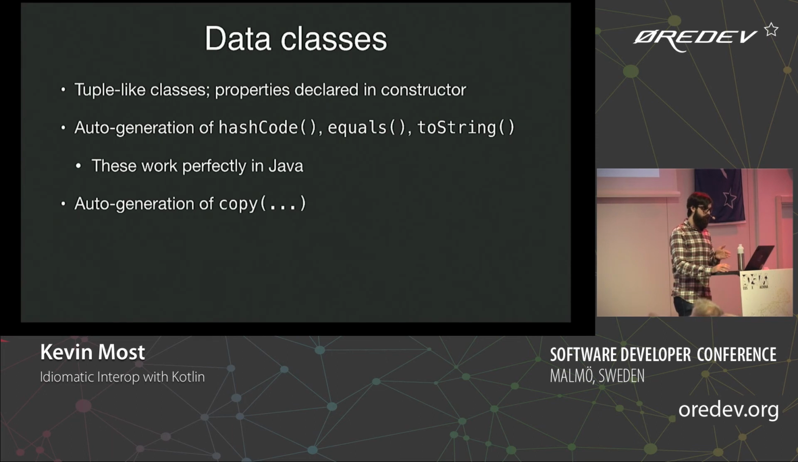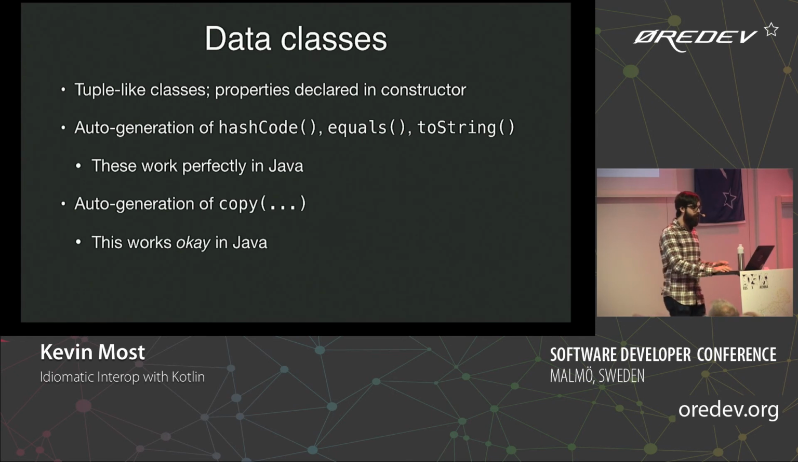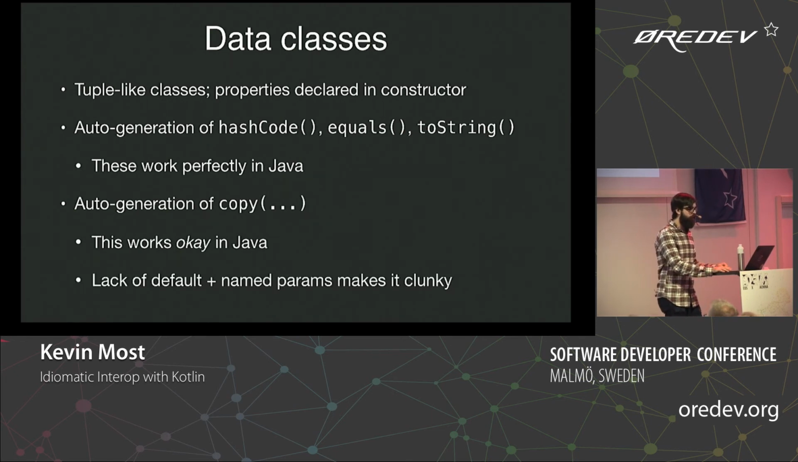They also create this copy method in Kotlin. And basically it's kind of like a copy constructor, right? You call copy on it, and then you can pass any of the parameters that are properties to that data class. And it works all right. You can access it in Java, but most data classes have several properties, and if you don't have default parameters, you're going to have to pass all of them.